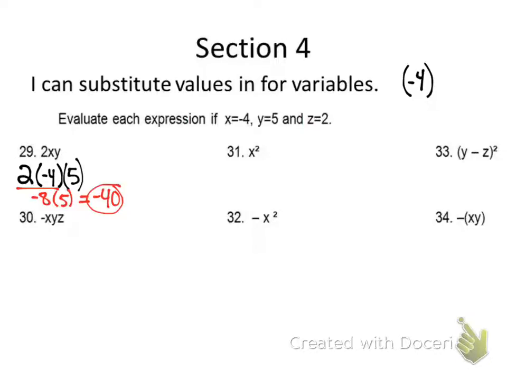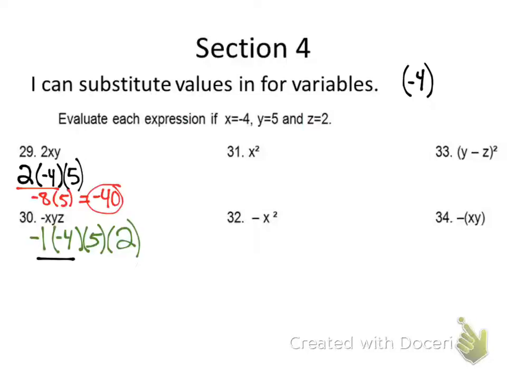We already talked about a negative out front of a problem is like having a what? A negative 1. So I have a negative 1 in the front. Then X is out. What's in? Negative 4. Y is out. What's in? 5. Z is out. What's in? 2. Order of operations on this one.